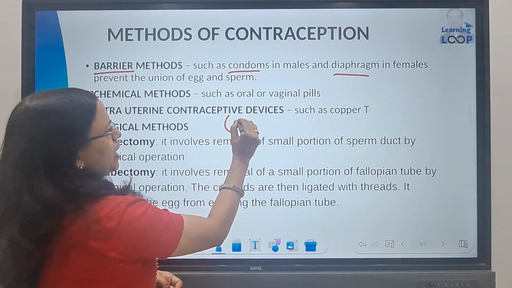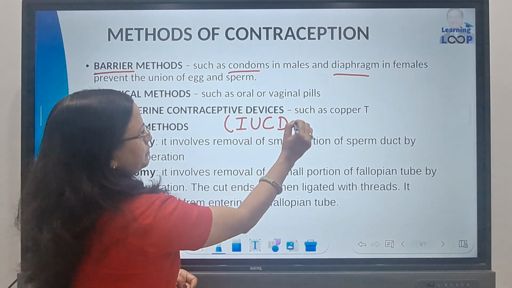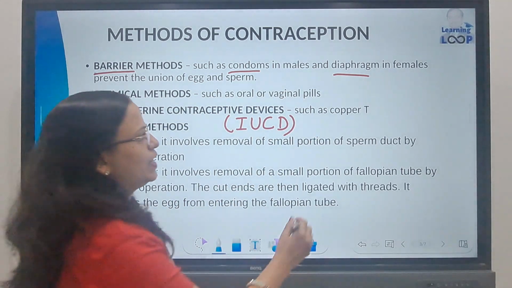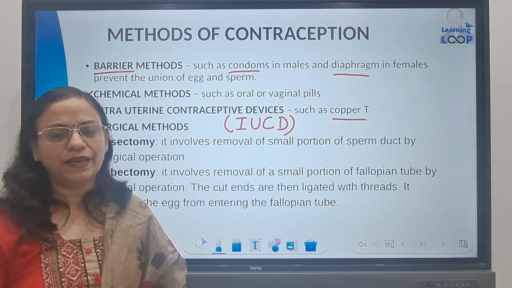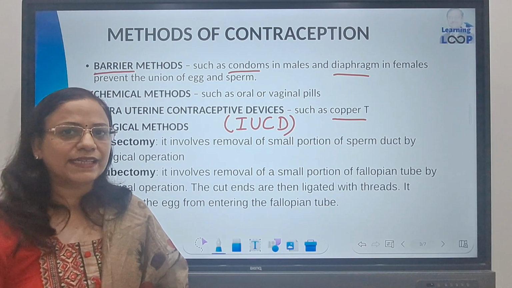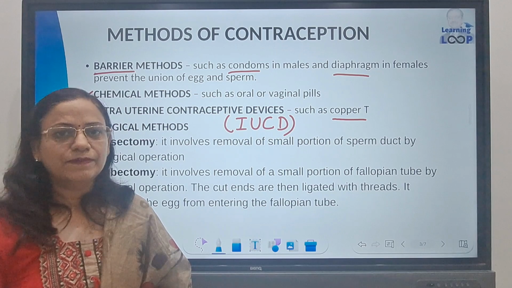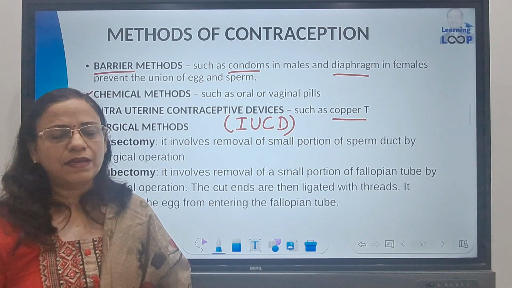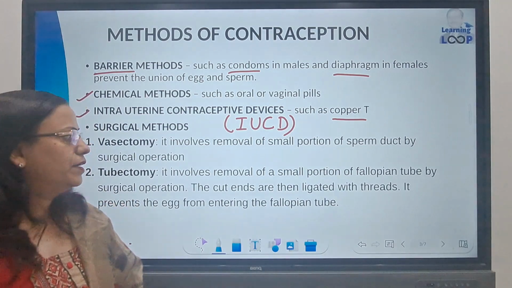The third method is known as intrauterine contraceptive devices. This is also known as IUCD. A very common example of IUCD is a copper T, which is placed inside the uterus of the female. Now there is a property: if there is any foreign object present inside the uterus, fertilization cannot take place. So that is how copper T helps by preventing fertilization, and pregnancy can be avoided.